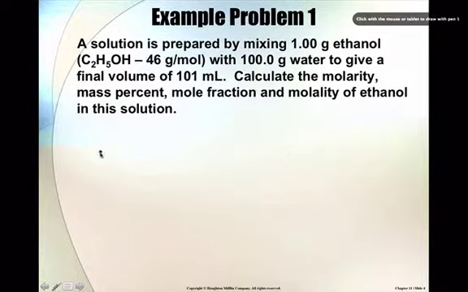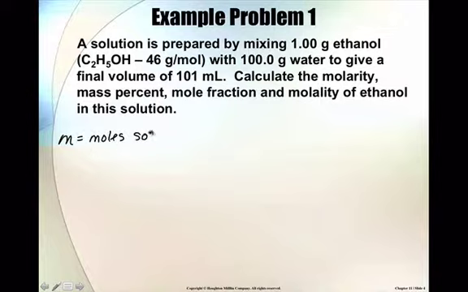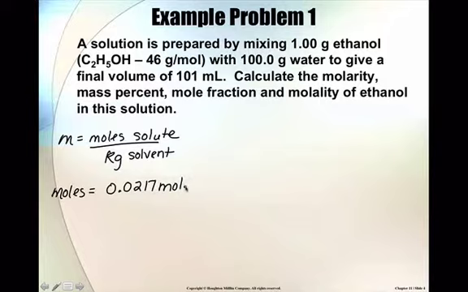The last one we're going to do is molality. And molality was the little m. It was moles of the solute over kilograms of the solvent. So again, I need moles of solute. We've already calculated that. So my moles are going to be 0.0217. That's for the ethanol. We've already done that calculation twice now. And then the kilograms of water, because that's the solvent, I have to take the 100.0 grams and convert that to kilograms. So I move the decimal over 3, and I end up with 0.1 kilograms.